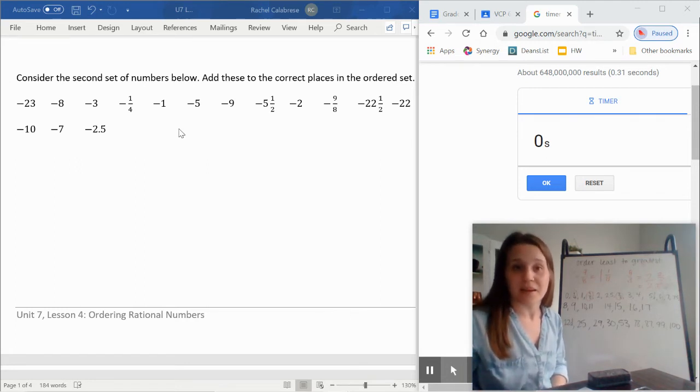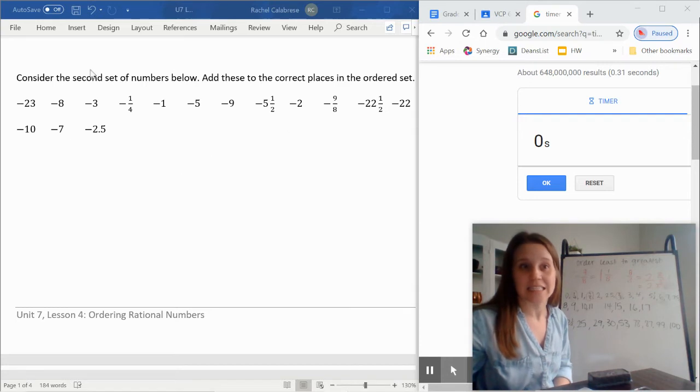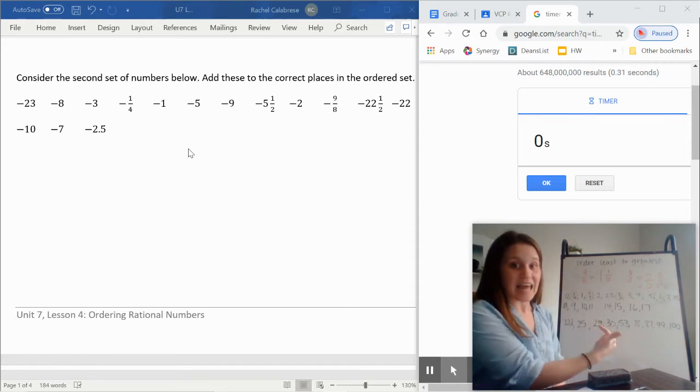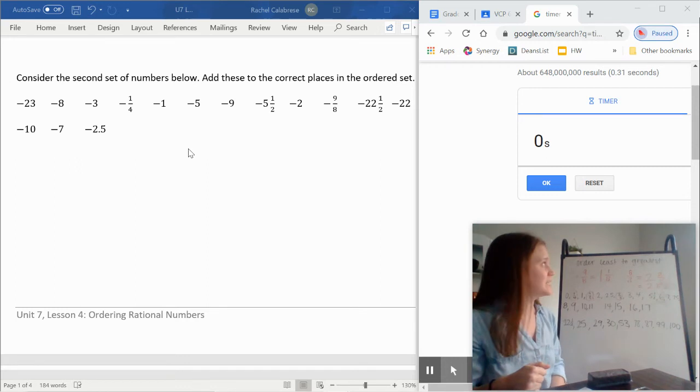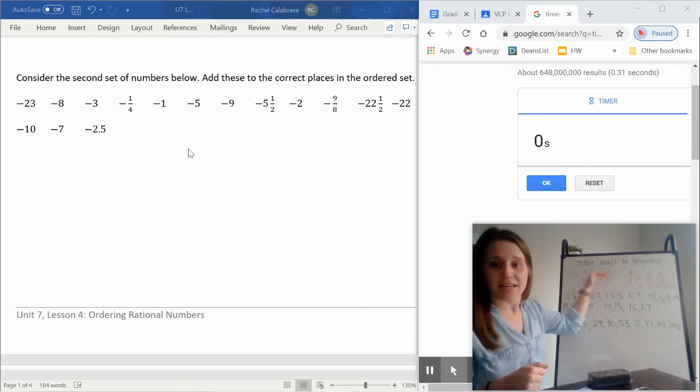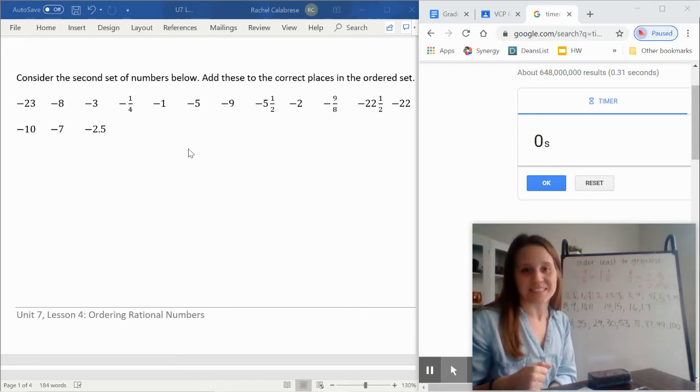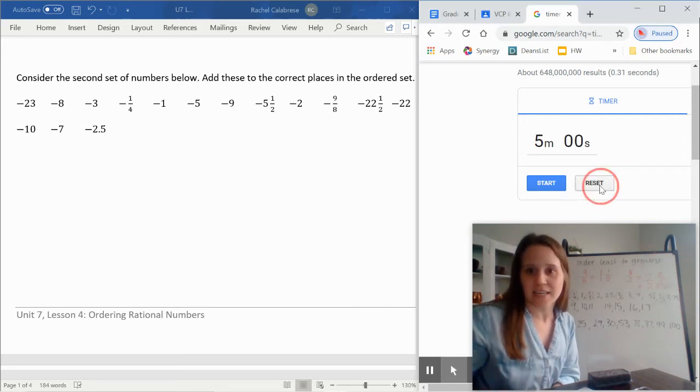So maybe start by finding what is the least number that you see on this list. Remember, that's the one that's farthest to the left on the number line. So think about these on the number line, pick the one that's the least, start with that one, and start ordering through your set. Okay. I'll do this as well. Go ahead and get started. I'm going to put 5 minutes back on the clock. Go ahead.